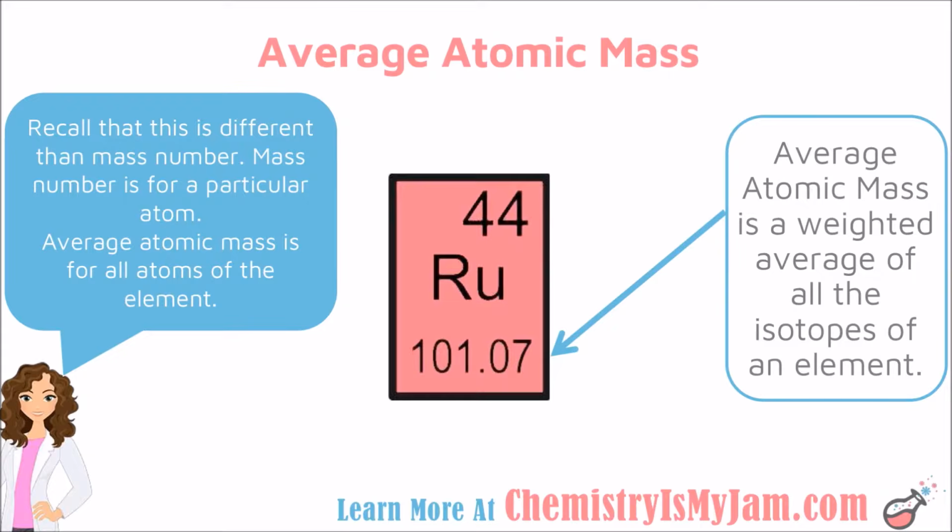Recall that mass number is slightly different from the number that you see on the periodic table. Mass number is for a particular isotope of an atom. Mass number is protons plus neutrons. The number that you find on the periodic table is the average atomic mass. Average atomic mass considers all of the different isotopes of a given element, and it is a weighted average, so the isotope that is more common factors more into the number.